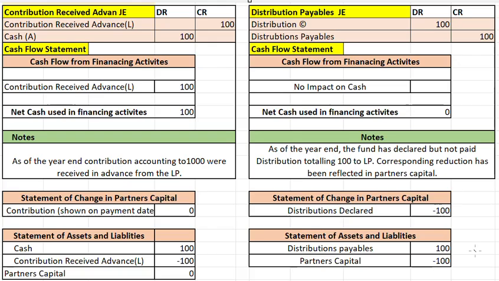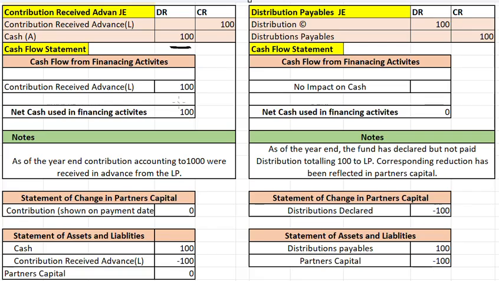By that time we will be parking that amount in contribution received in advance as a liability account, and the cash will be impacted. So let's see the journal entry. Since the cash has come in, it increases the cash account will be debited and contribution received in advance will be credited for 100.